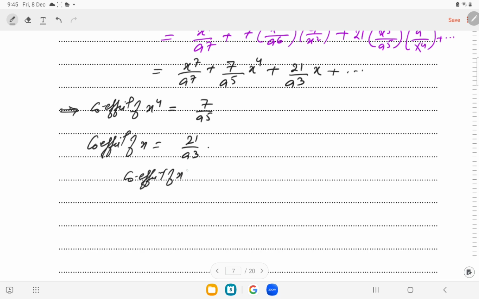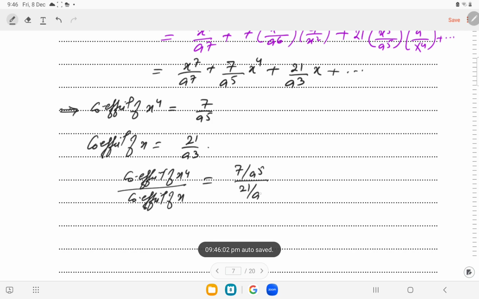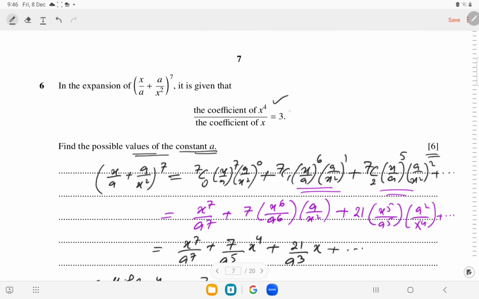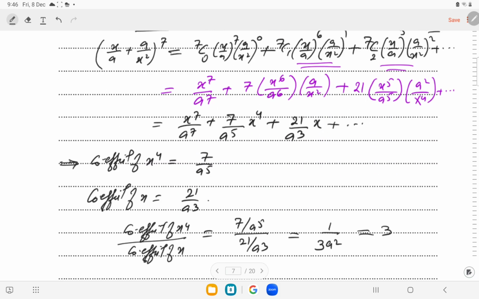Coefficient of x4 to coefficient of x is equal to 7 over a5 divided by 21 over a3. We will get 1 over 3a2, and that is given to be what? 3. Here you can see this is equal to 3.